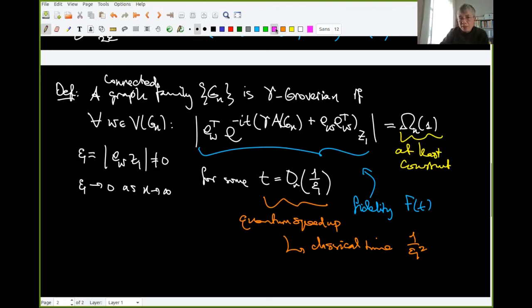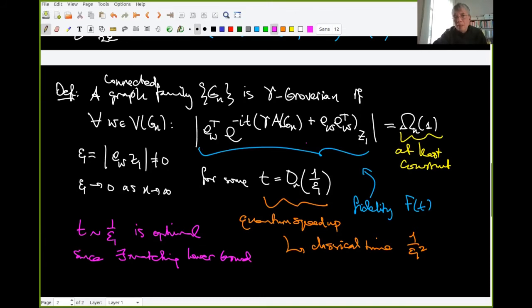Another quick comment is that this is the optimal time. This time requirement here is optimal if it can be achieved, since there exists a matching lower bound on time, that is exactly that expression. So in a sense, no quantum walk can have time lower than this bound. If this is achievable, this is optimal. Okay, good.